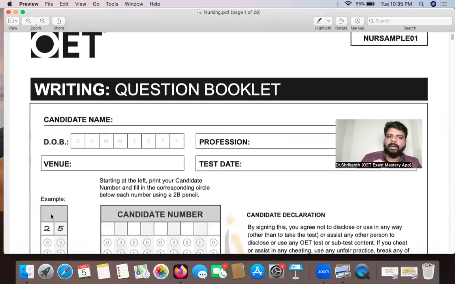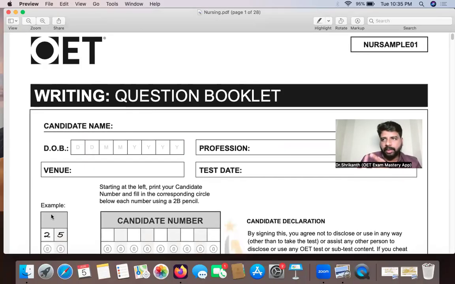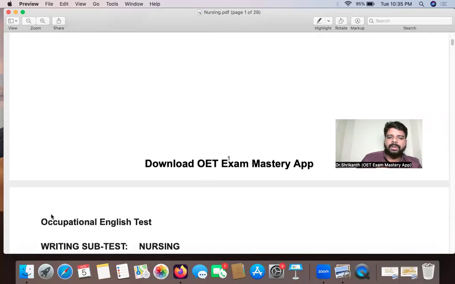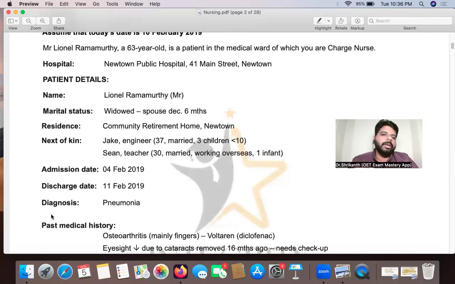But when it comes to writing and speaking, it is profession specific. So you need to bring in your professional judgment. If you are a pharmacist, and I give you a pharmacist case note, you can do very well because you are a pharmacist. But if you are, let's say, a physiotherapist, and I'm giving you a pharmacist question paper, you will have a little bit of a struggle because that is not your area of expertise.